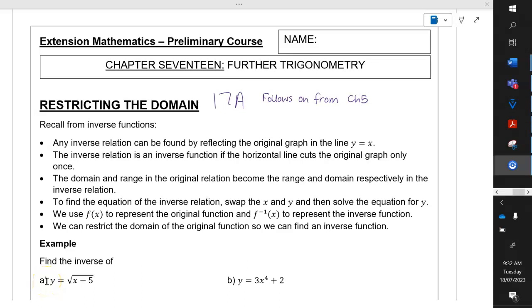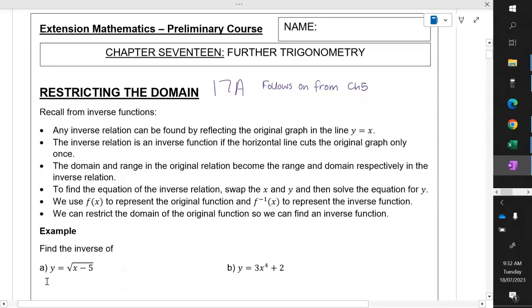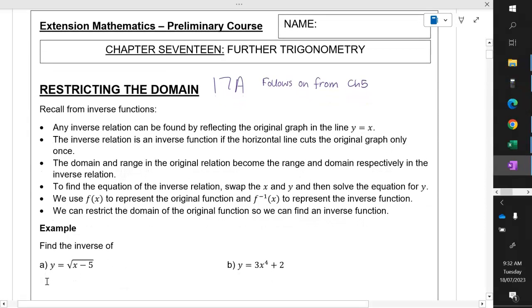Hi, Year 11. We're studying the next topic now, and it's chapter 17 from the Cambridge book, and it is further trigonometry. 17A is our first part, and it's basically looking at what we did before in chapter 5, and we're restricting the domain.